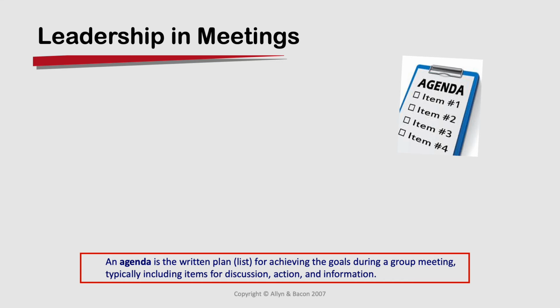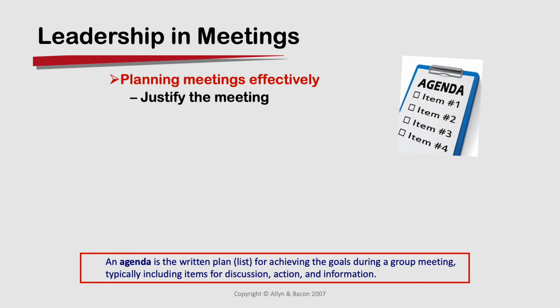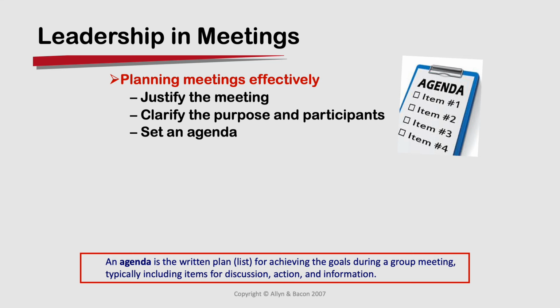The first one is, if you happen to be in charge of the meeting, you should plan the meeting. You should provide a justification for the meeting. You would want to tell the group members what the purpose is and who the participants are, and you want to make sure you have an agenda. Having an agenda helps you keep on track leading the meeting, as well as managing time. You need to manage the meeting structure.